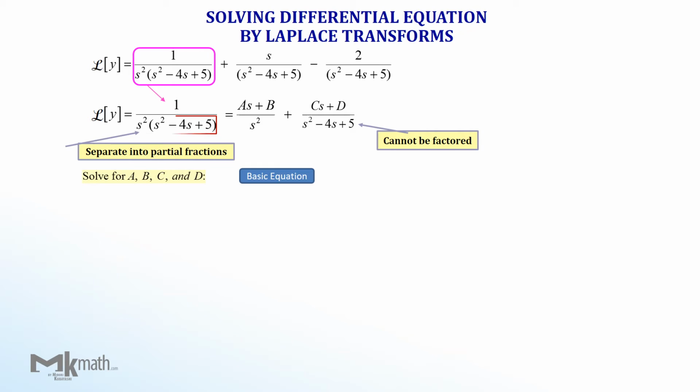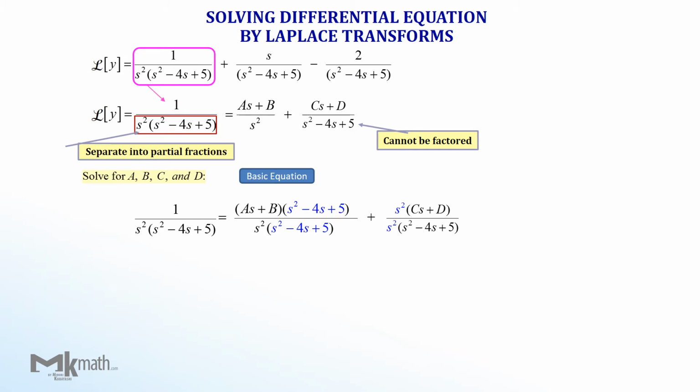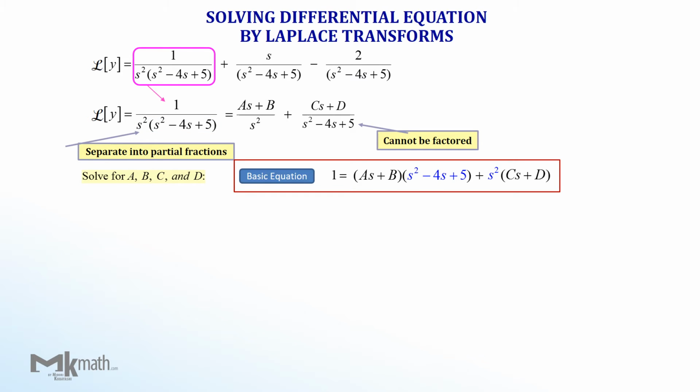To make the basic equation, we take the common denominator s squared times (s squared minus 4s plus 5) for all terms. Once we took the common denominator, we multiply each term by it to get the basic equation. Basically, all numerator terms of both sides are called the basic equation, which should be used for solving the a, b, c, and d values. We found the basic equation, so let's open the brackets and organize them by like terms.